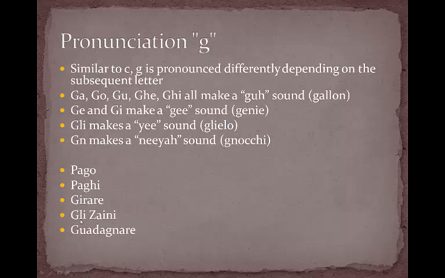This is really the article, but it's important to know how to pronounce this. This one, ye. And then gn makes a nya sound, like in gnocchi. I don't know how to even say that. Nya. Alright. Going through the words.